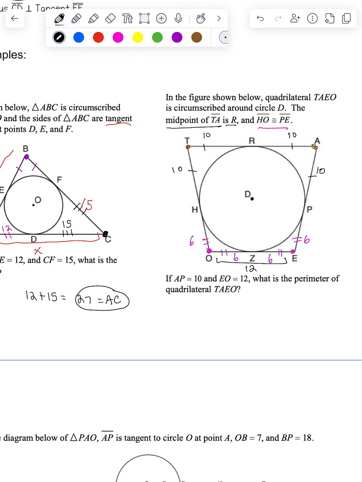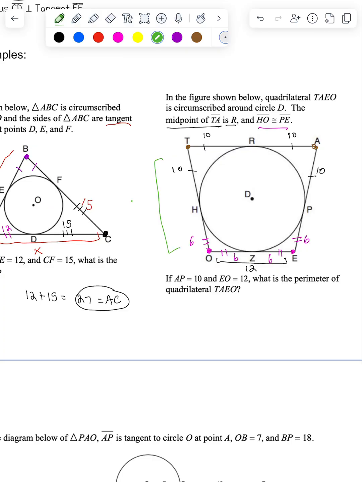And this is why marking the diagram is really important with the given information, because from our markings, we were able to draw these conclusions about which segments were congruent to each other. And now we have enough information to find the perimeter of the outer quadrilateral.